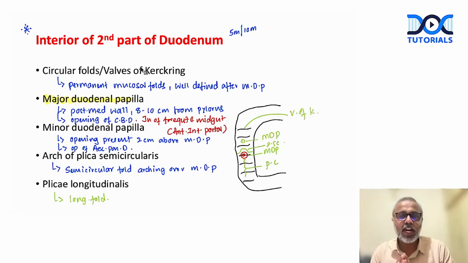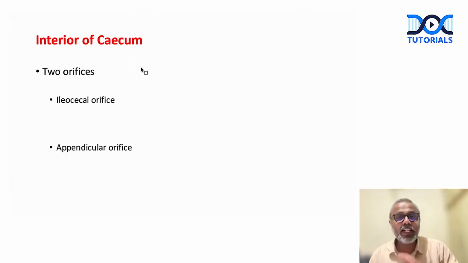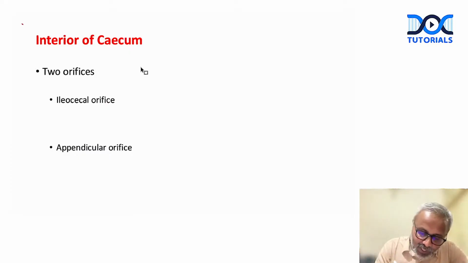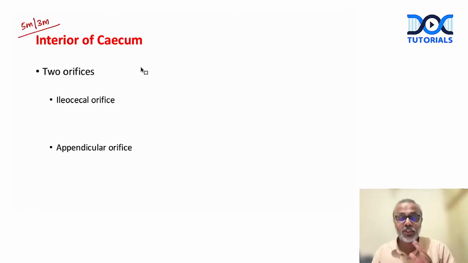So this is regarding the interior of the second part of duodenum. First, the interior of the organ that we need to know. Then, once we have learned this, let's focus on the interior of the cecum, right? Now, we can directly start with the answer. Again, this is a very important 5-marker question or a 3-marker question for your university exam.